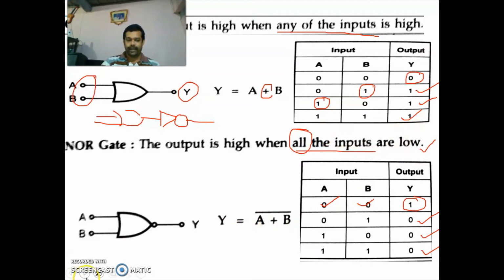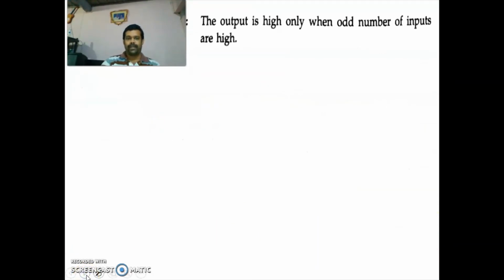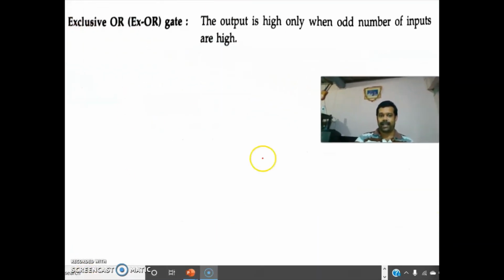So this is the logical expression. Next gate is the XOR gate.